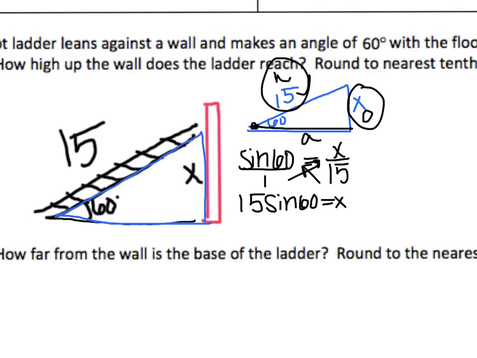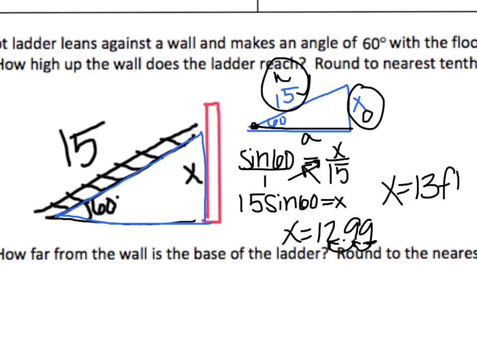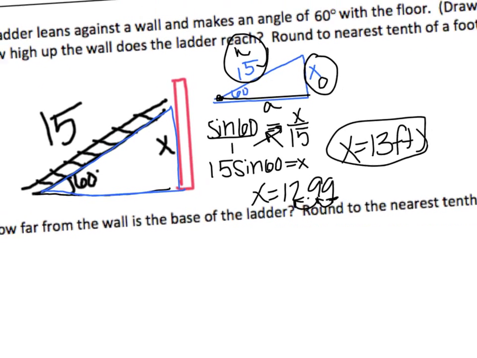And since x is by itself, I don't have to do anything else except put it into my calculator. So I'm going to do 15 times the sine of 60. Sine is 2 buttons above the 7. I'm going to hit enter. And I get 12.99, and it says round to the nearest tenth. Well, this second 9 is going to round this 9 up, which is going to round the 12 into a 13. So just say 13 feet.